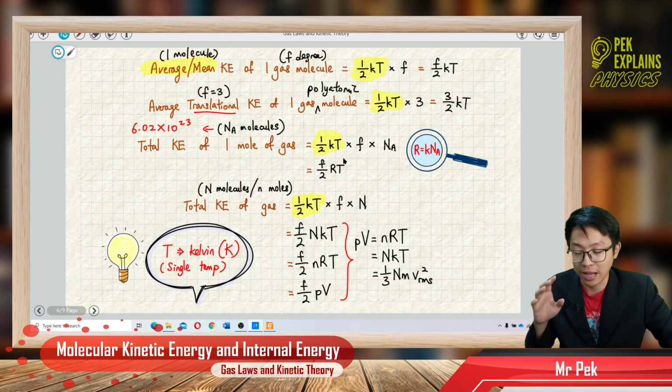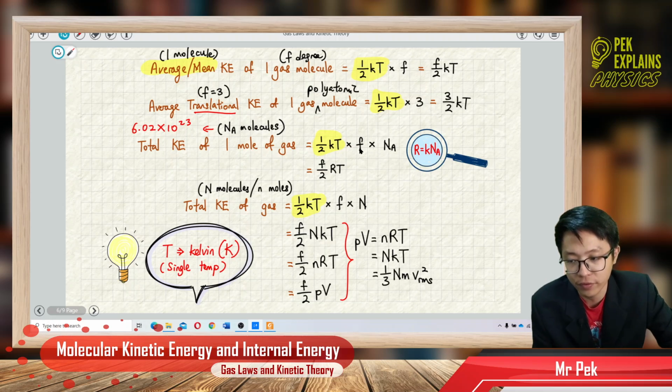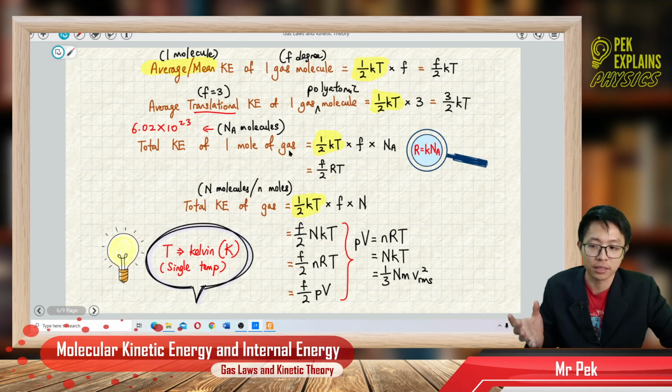So we start with half kT, the energy for 1 degree of freedom. The energy for 1 degree of freedom is half kT times F degrees of freedom, because one gas molecule has F degrees of freedom. So you must multiply by F. You must see whether this is monoatomic, diatomic or polyatomic, then use the F accordingly: 3, 5 or 6.